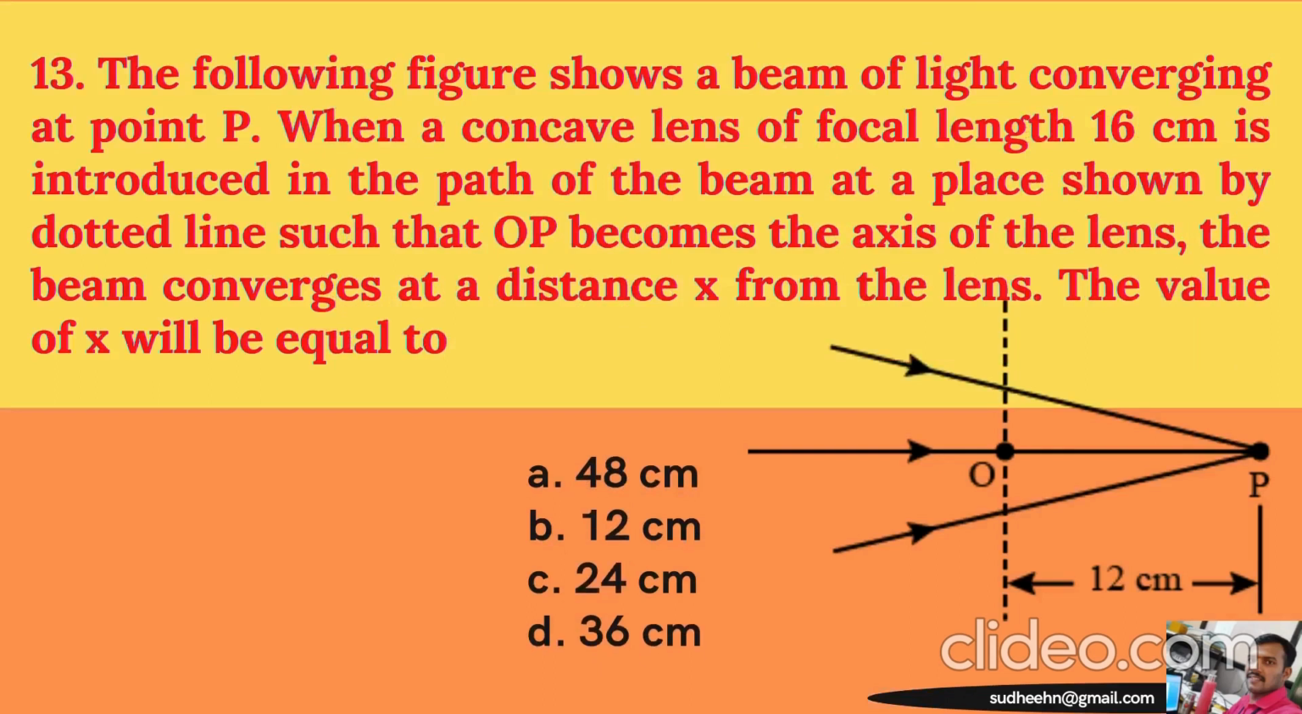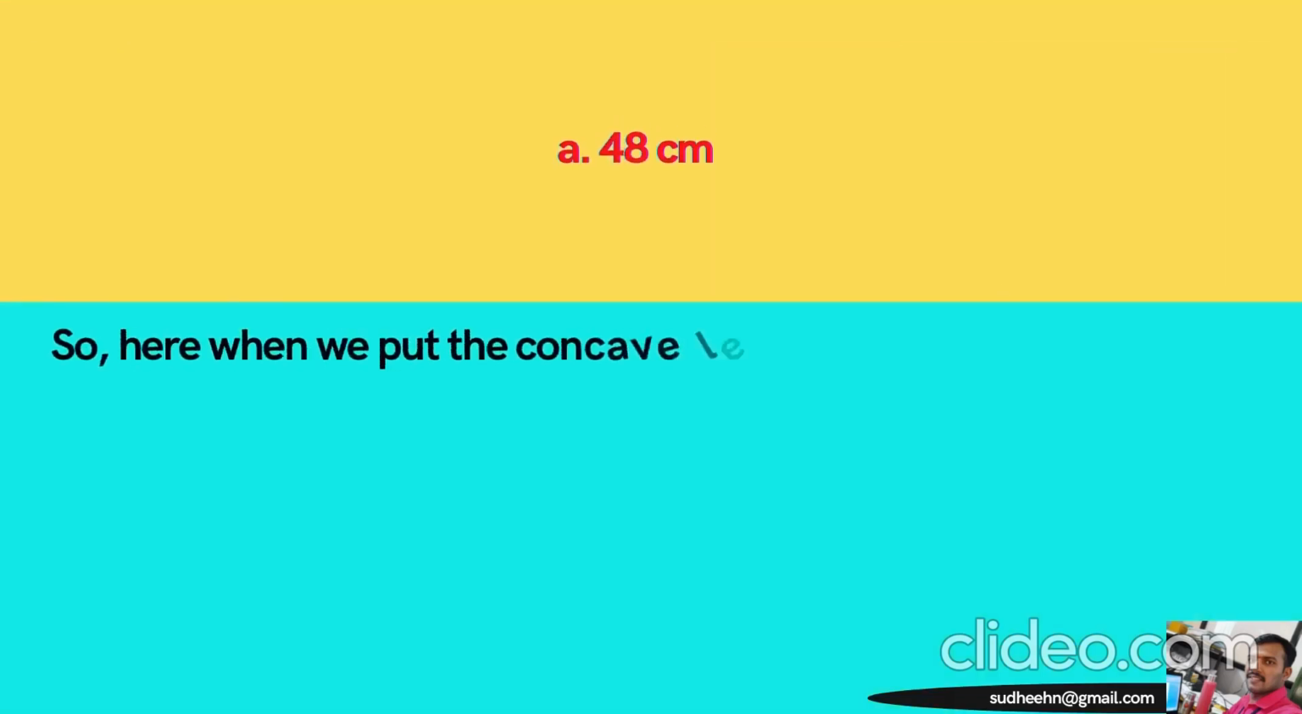The following figure shows a beam of light converging at a point P when a concave lens of focal length 16 cm is introduced in the path of the beam at a place shown by dotted line, such that OP becomes the axis of lens. The beam converges at a distance x from the lens. The value of x will be equal to option A 48 cm, option B 12 cm, option C 24 cm, and option D, that is 36 cm. And the right answer is option A, that is 48 centimeter.